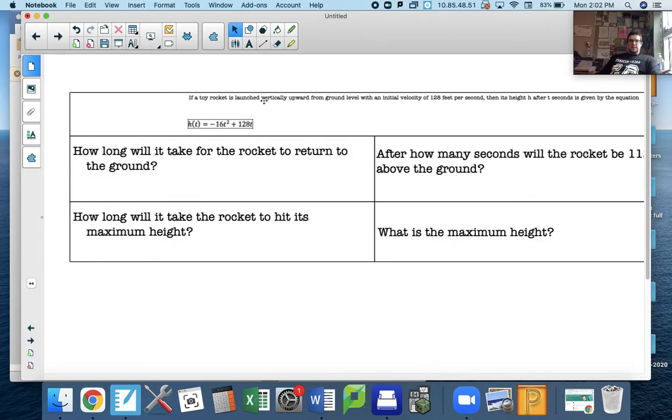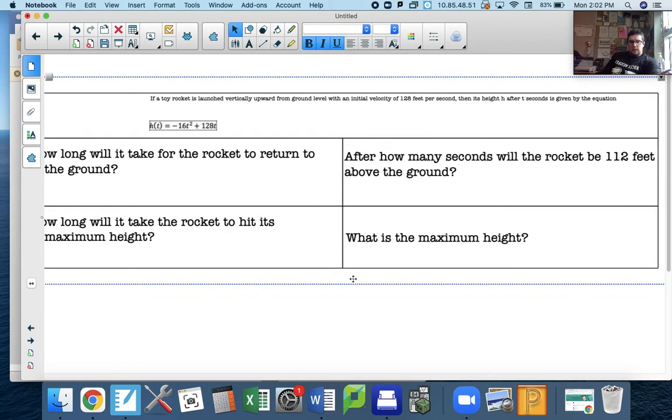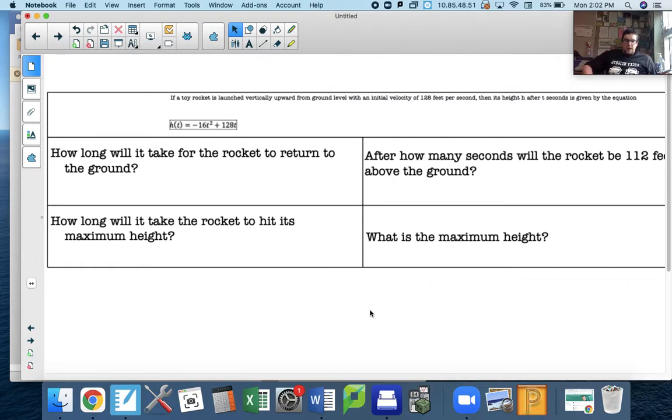If a toy rocket is launched vertically upward from the ground level with an initial velocity of 128 feet per second and its height h after t seconds is given by this equation, how long will it take for the rocket to return to the ground? After how many seconds will the rocket be 112 feet off the ground? Just slightly off my board here. Just going to slide that over. How long will it take for the rocket to reach its maximum? And what is that maximum?